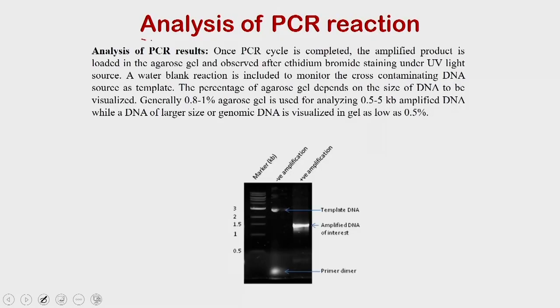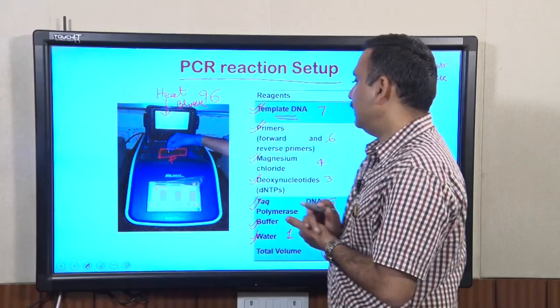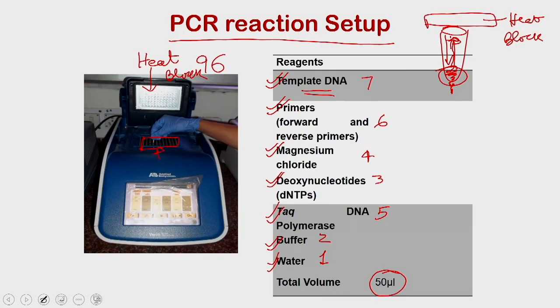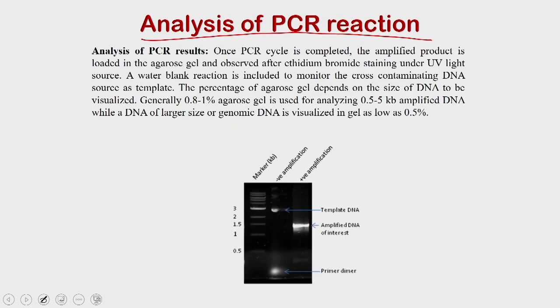You have to do analysis of these PCR reactions. Once the PCR cycle is complete, you have to take out the reactions from the heating block and run them on an agarose gel, and then you have to visualize that under UV light. The gel contains a dye called ethidium bromide, which intercalates into the DNA, and that is how it gives orange fluorescence.